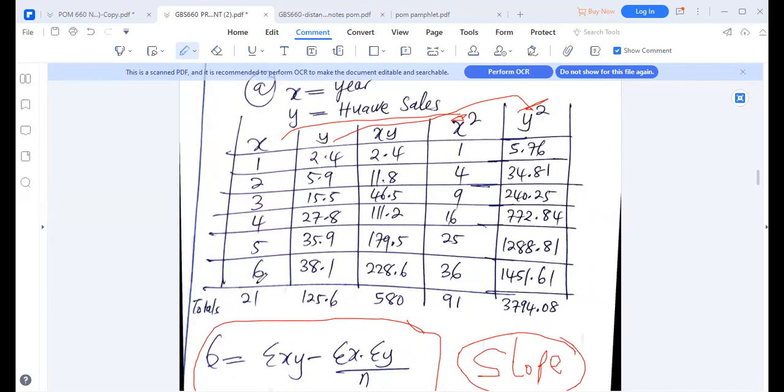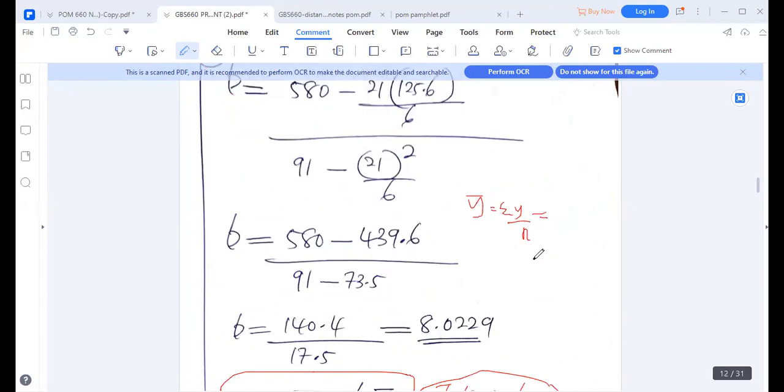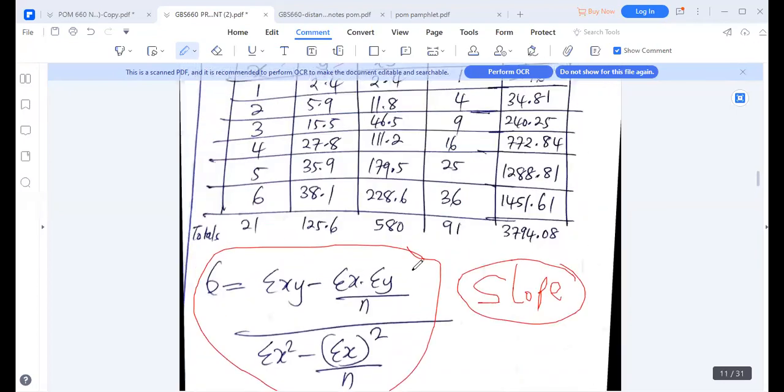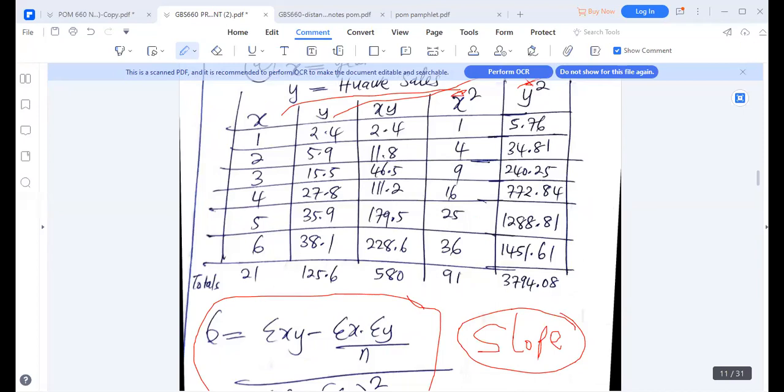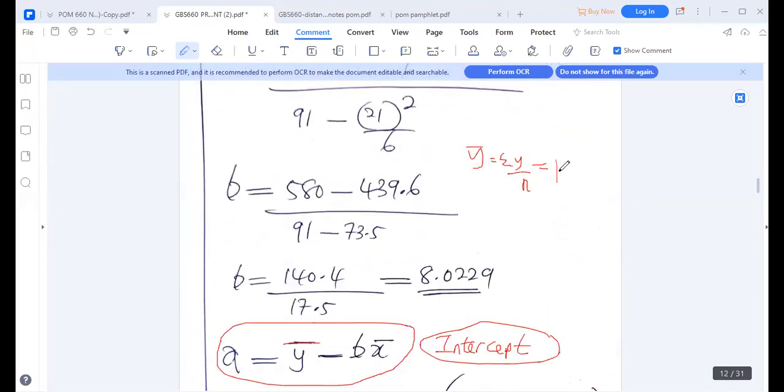Then the X bar is the mean of X. So when you're getting down to this, you simply say our Y bar is 125.6, then you divide by 6. So it will give you the answer. Then now X bar is equal to summation of X, which is 21, then you divide by 6.